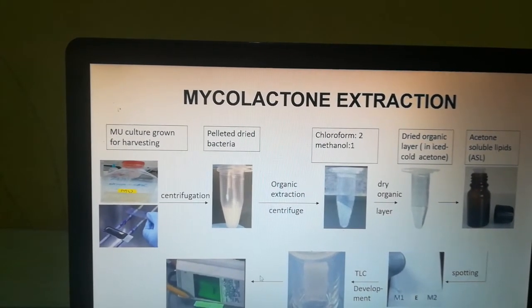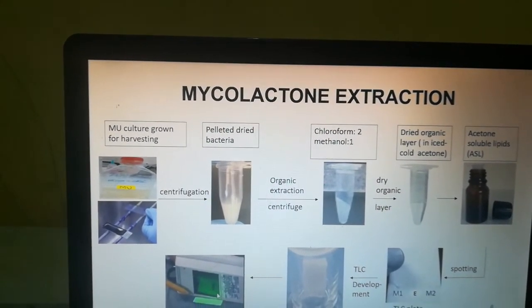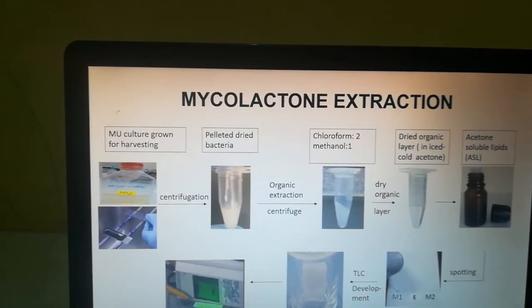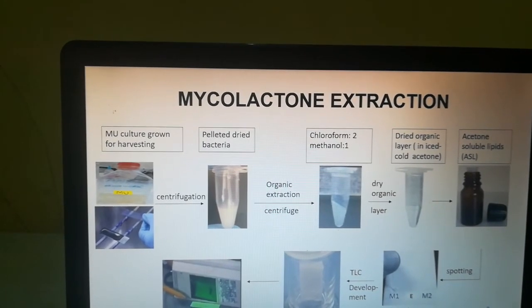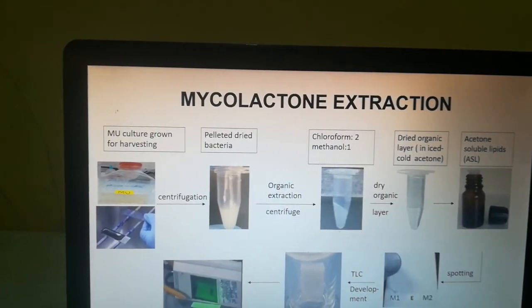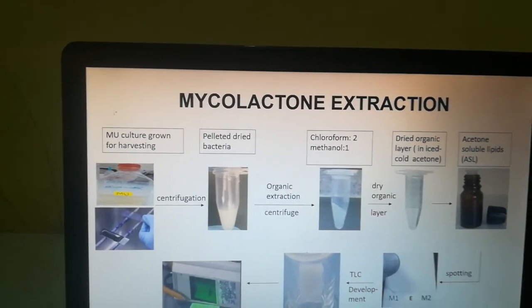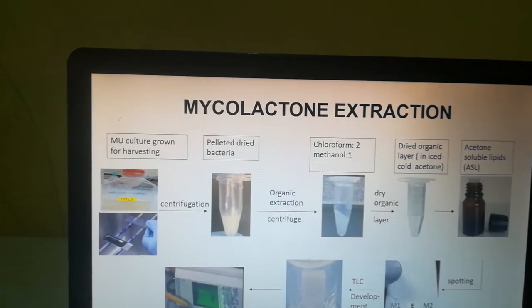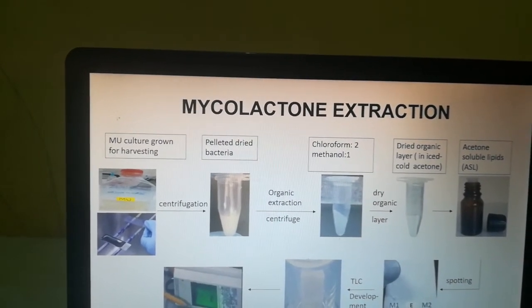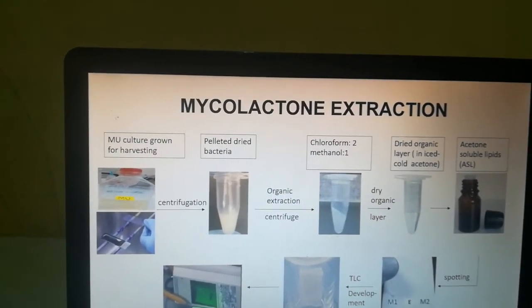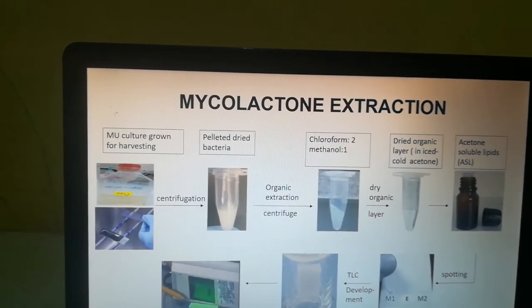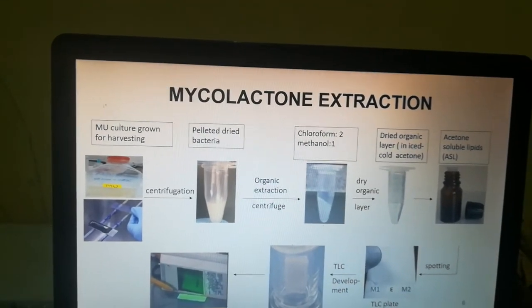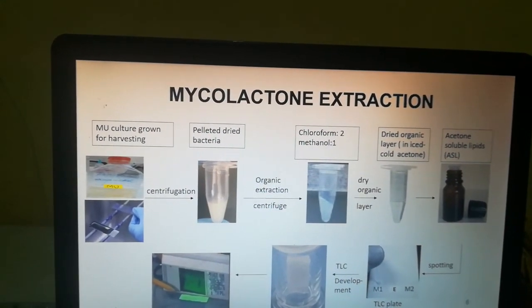Once you remove it, you allow it to dry, and you put it under the UV light. Under the UV light, using a pencil, you circle the lipid which had migrated, and then you come out and draw using a ruler. You get the length from the line of origin to the point where the lipid migrated to, and use that to calculate your RF, which is the retention factor.